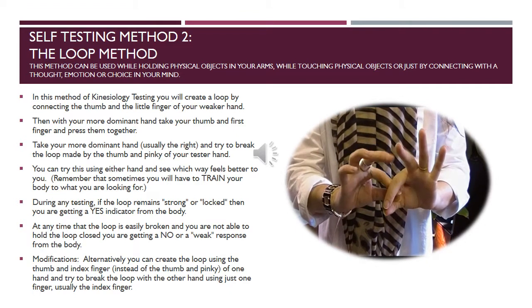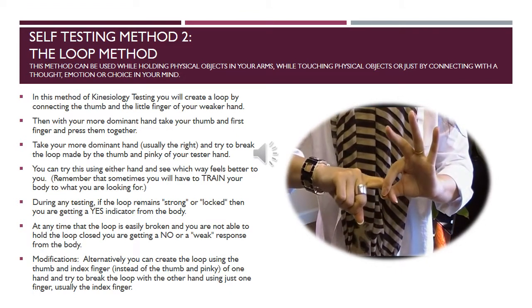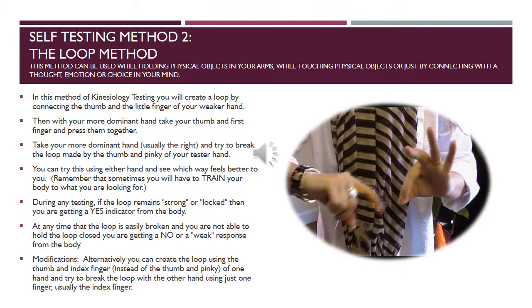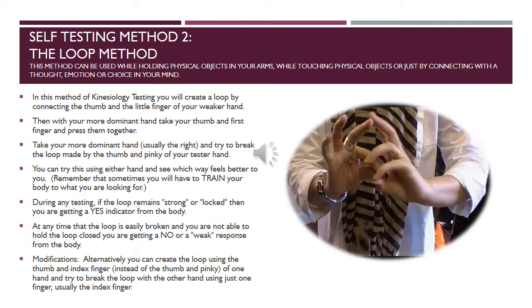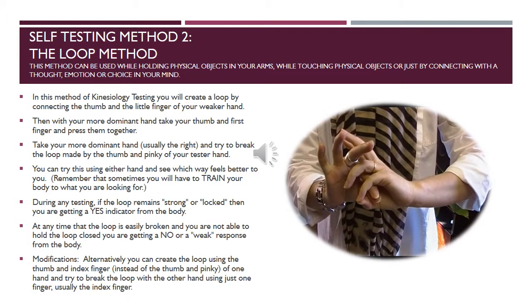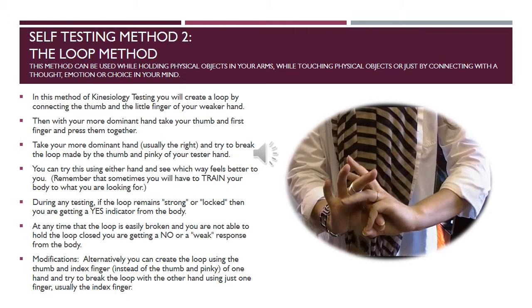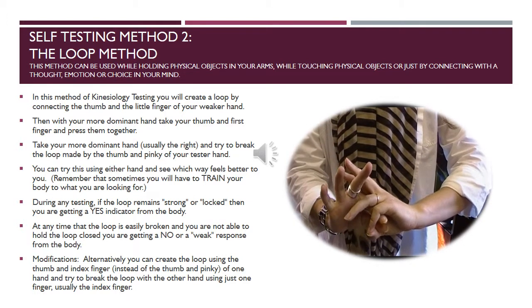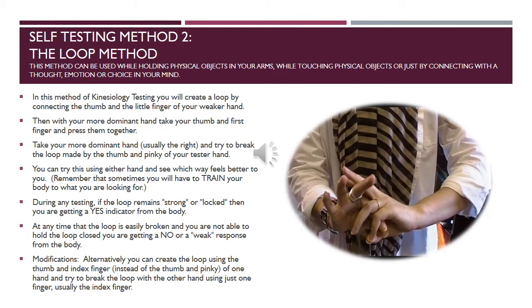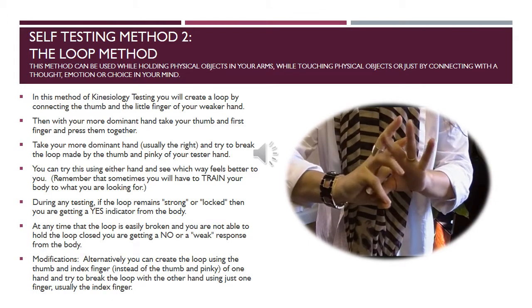If at any time the loop is easily broken, and you're not able to hold the loop closed, you're getting a no or a weak response from the body. And in that case, whatever item or thought that you're testing for would be shown to not be in vibrational harmony or in alignment with you.